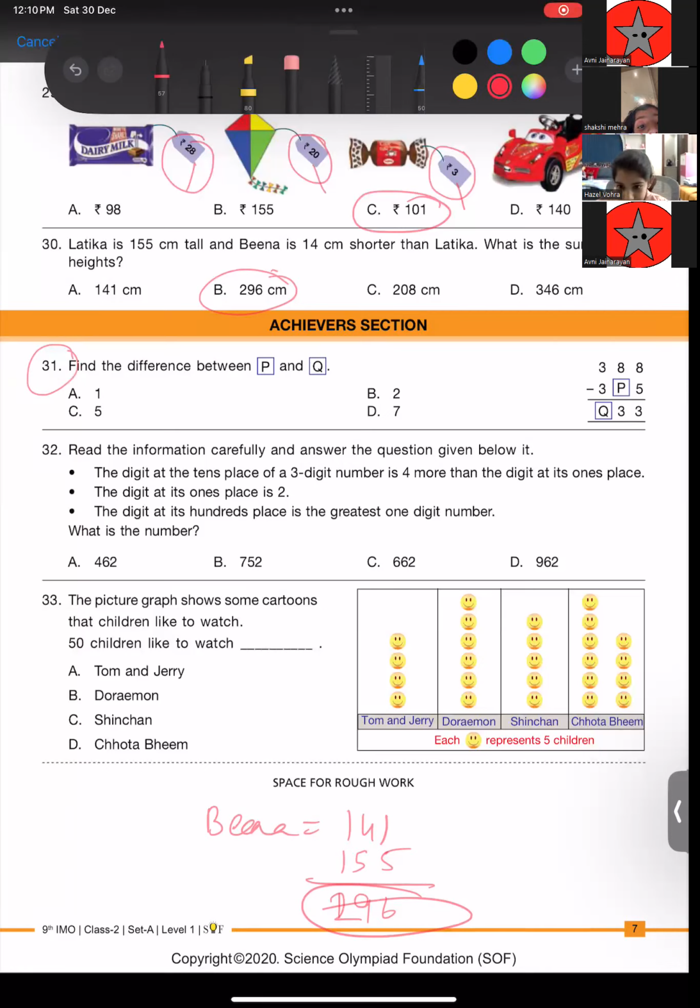Ma'am, the answer is 5. No, I'm not asking for the answer. Solve question number 31, 32, 33. And then tally your answer with my answer.